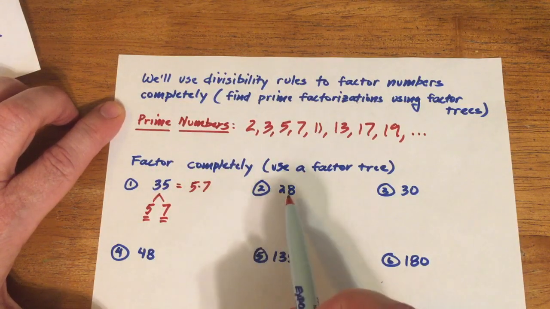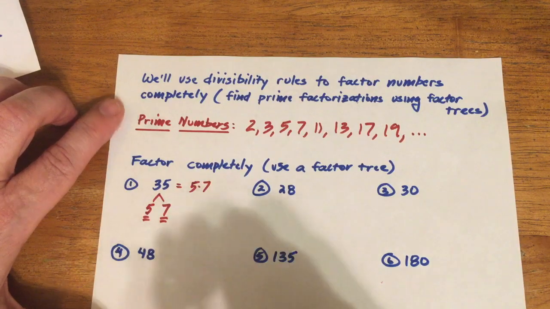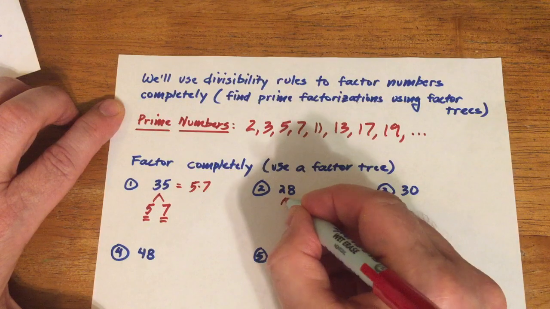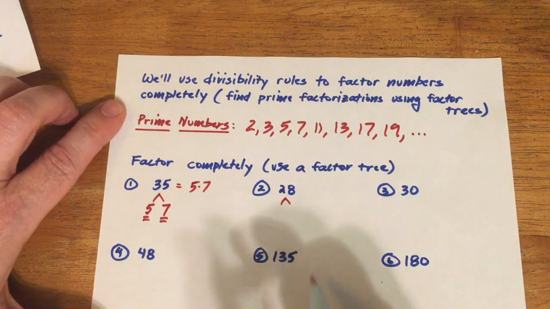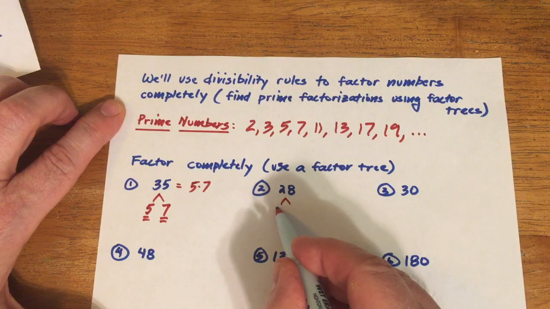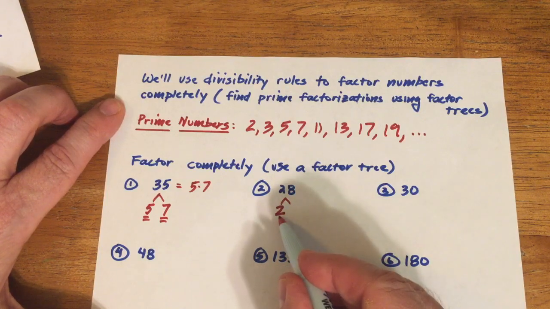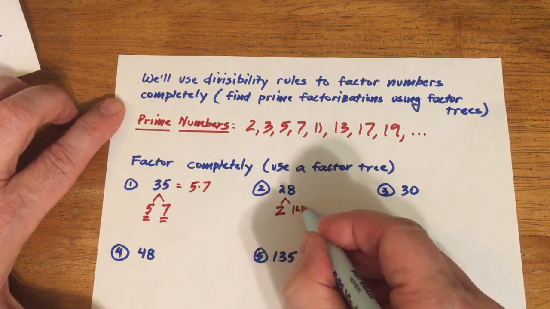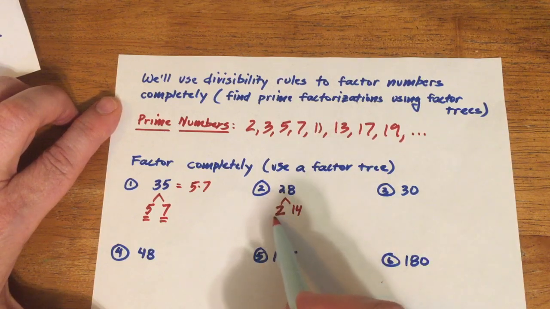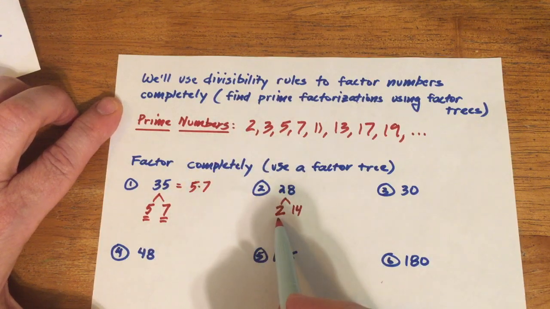I want you to go ahead and try number 2 on your own. Pause it. All right, let's go through number 2. As we look at problem number 2, one thing we realize is that this ends in an even, so definitely we could factor out a 2. And 28 divided by 2, if you divide that out, we would get a 14. Now, we're going to stop with the 2 because 2 is prime. It's up here. And you always stop with your prime number.